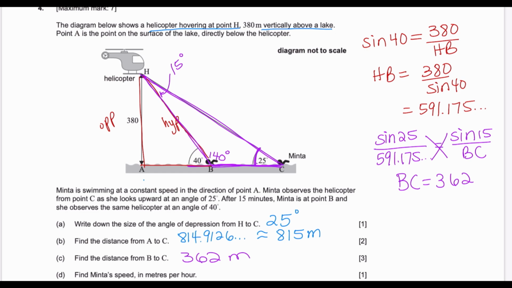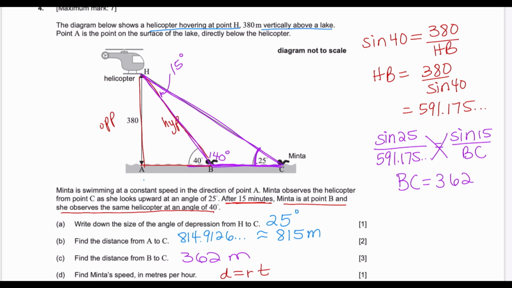Okay, then for our final part of the question, it says find Minta's speed in meters per hour. So this means that we have to go back to the question to find out any other information that's pertinent to this part right here, which has to do with speed and time. So you know that distance is equal to rate times time. And if we go back, it says after 15 minutes, Minta is at point B and she observes the same helicopter at an angle of 40 degrees. So Minta has gone from point C to point B in 15 minutes.